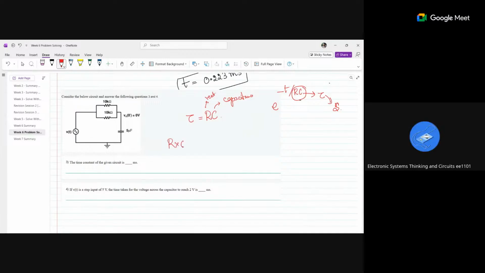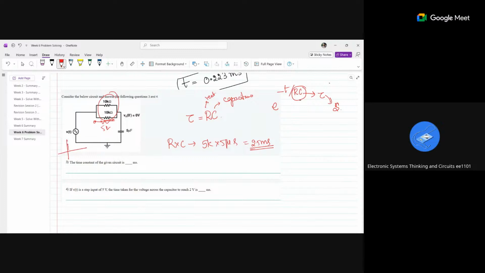So R into C. R is nothing but the equivalent of this 5 kilo ohm. 5k into 5 microsecond, which is nothing but 25 millisecond. Now they are given a step input of 5 volt.